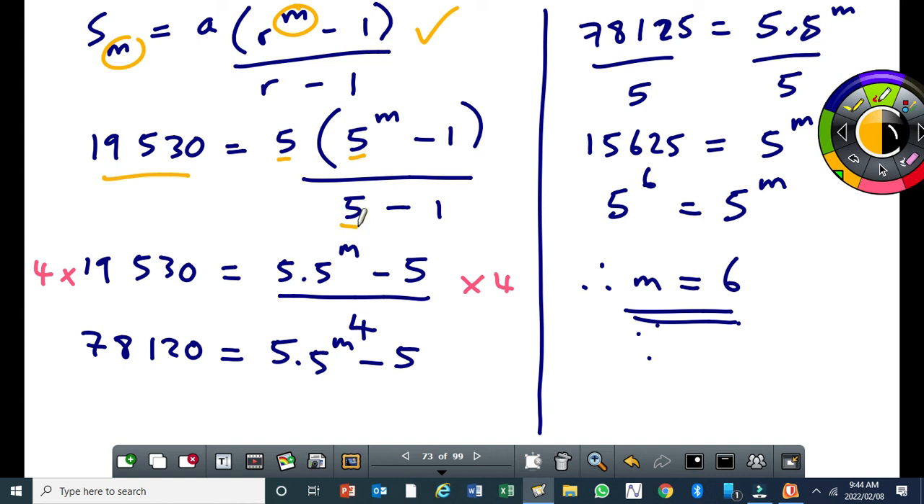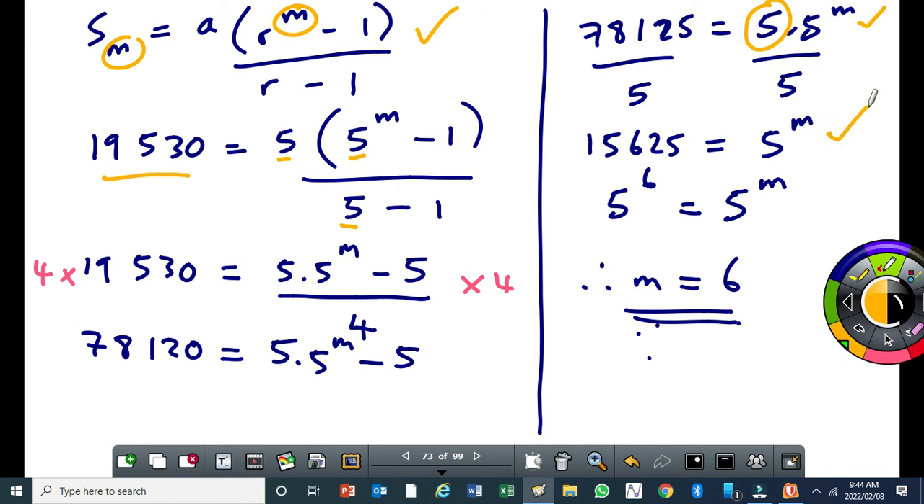In this class, I'm not supposed to teach how to solve equations. Okay, let's get on. From this step, you multiply both sides by 4, you get 78,120 is equal to 5 times 5 to the power of n minus 5. Then you take the minus 5 to the left. Then you divide both sides by 5, and you come to this exponential equation.